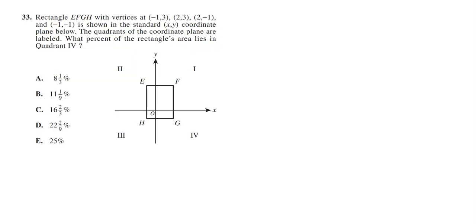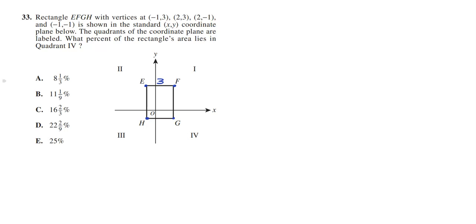So next, rectangle EFGH with vertices at -1, 3. So that's E right here, -1, 3, and 2, 3 right here. So let's find the length here. From here to here is 3 units. And then 2, -1 right here, and -1, -1 right here.